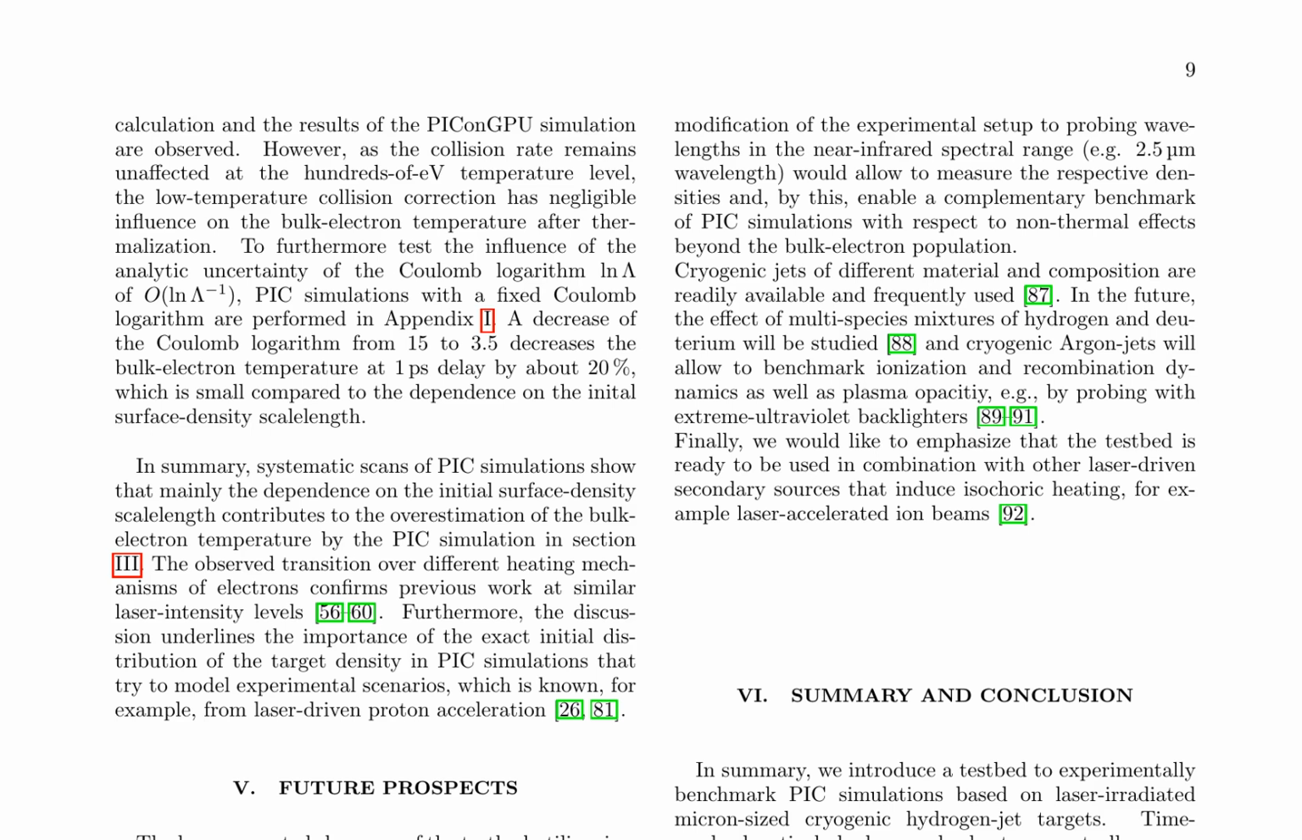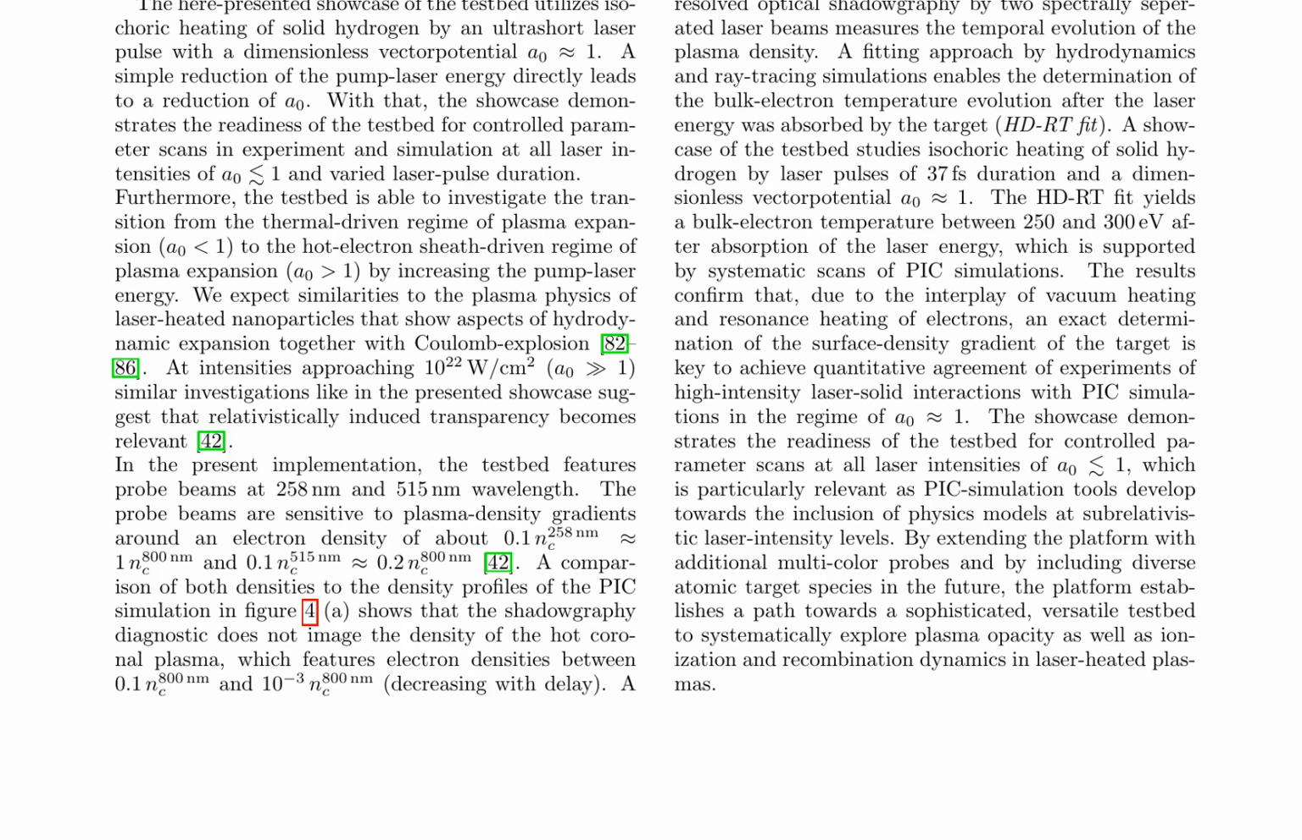The research paper introduces a testbed designed to experimentally benchmark particle-in-cell (PIC) simulations of laser-irradiated micron-sized cryogenic hydrogen jet targets. Time-resolved optical shadowgraphy using two spectrally separated laser beams measures the temporal evolution of the plasma density. A fitting approach by hydrodynamics and ray tracing simulations enables the determination of the bulk electron temperature evolution after the laser energy was absorbed by the target, the HDRT fit.